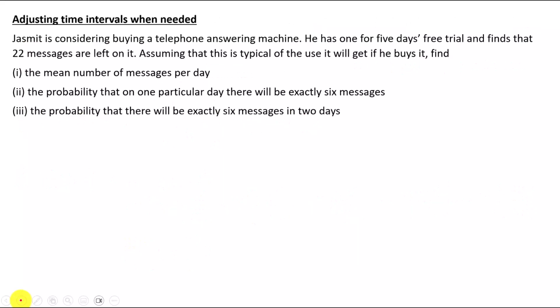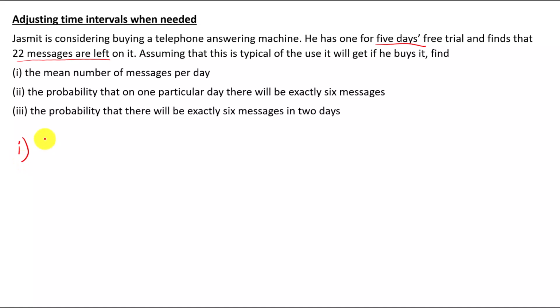Okay, so I talked about possibly having to adjust based on your time intervals. So when adjusting time intervals when needed, they're going to give you a lambda based on a specific time interval, and you're going to have to adjust it if that time interval changes. So Jasmine is considering buying a telephone answering machine. He has one for 5 days free trial and finds that 22 messages are left on it. So in 5 days, 22 messages were left. Assuming that this is typical of the use it will get if he buys it, fine. Now, part 1 actually asks us to find the mean number of messages per day. If that wasn't there, you'd have to do that anyway.